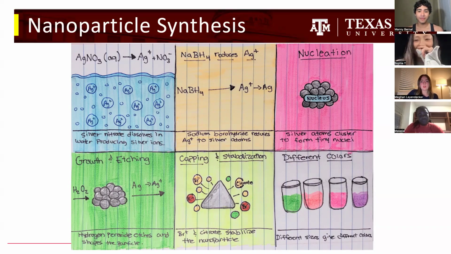In the second picture, sodium borohydride acts as a reducing agent. It donates electrons to the silver ions, converting Ag+ into neutral silver atoms. This is the reaction that begins the formation of solid silver particles. And the third picture is nucleation.